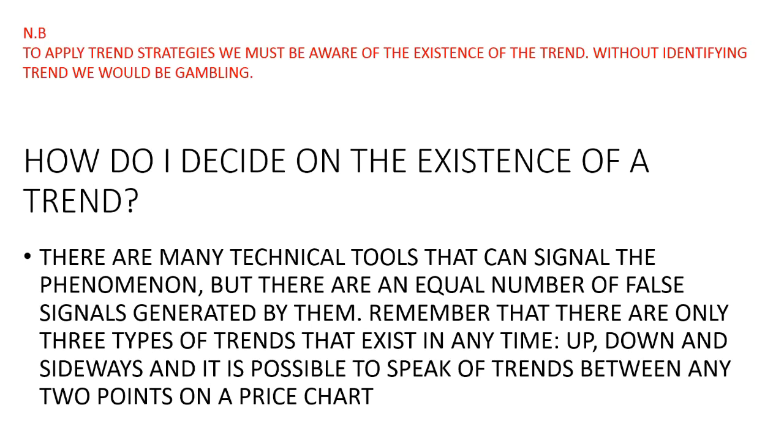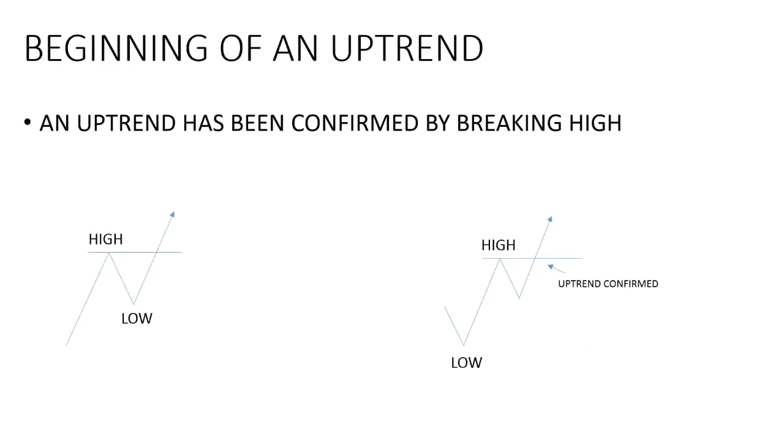Okay, it makes sense. Beginning of an uptrend. An uptrend has been confirmed by breaking a high, meaning that we can see price came here from the low, it went up, it created a high, came down, created a low, high.